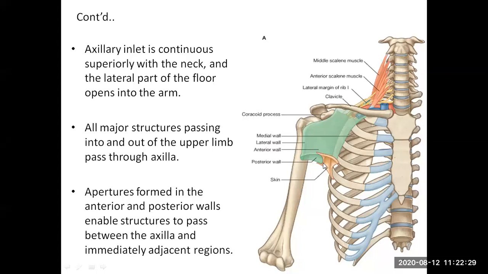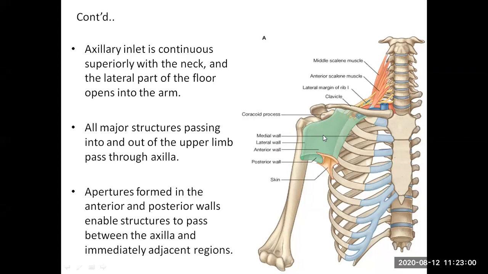The lateral part of the floor opens into the arm. So all the major structures passing into and out of the upper limb follow through this axilla, this axillary space. And here there are some apertures formed.